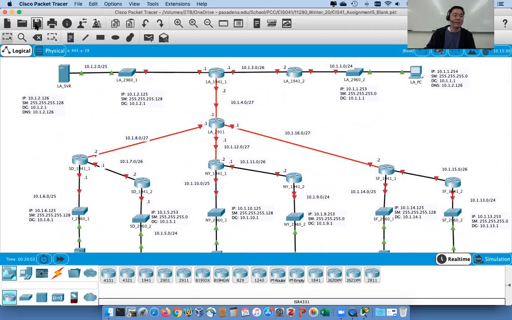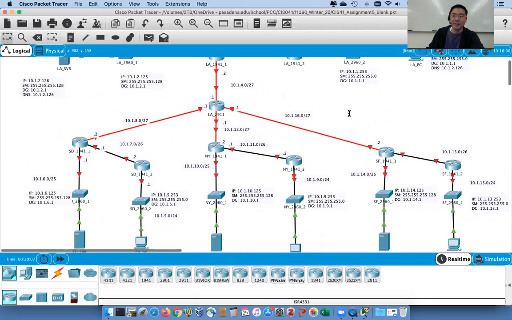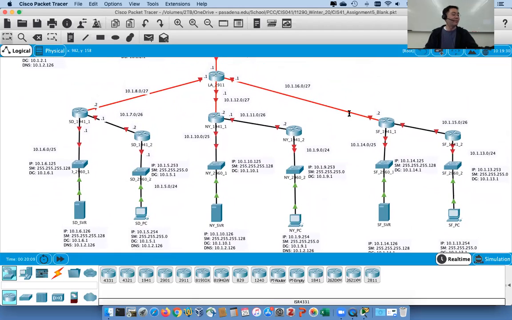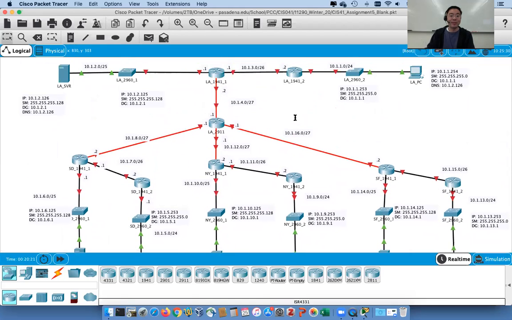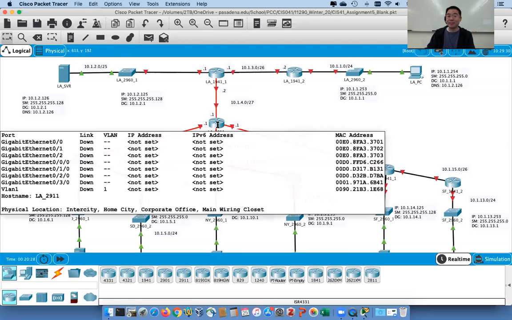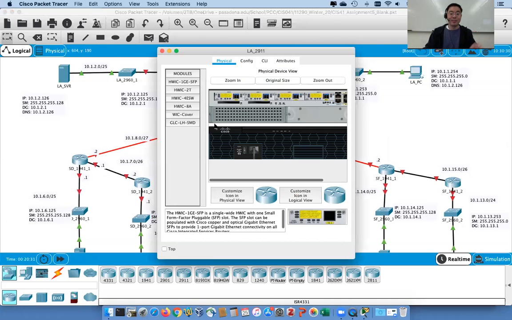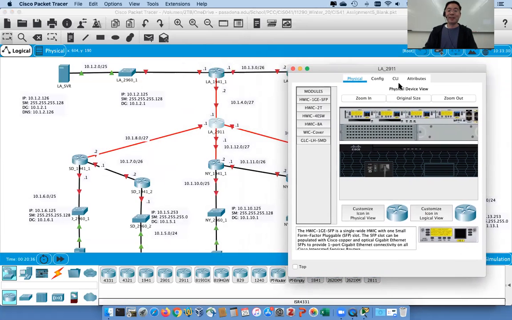Okay, so this is the blank topology. And this is, yep, everything we talked about on the PDF here. So now it's just a matter of configuring it. So go ahead and configure everything. Make sure you're routing right from LA 2911. So I'll probably give you a hint here.